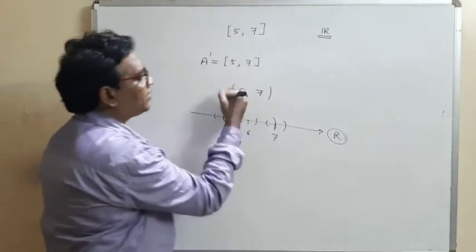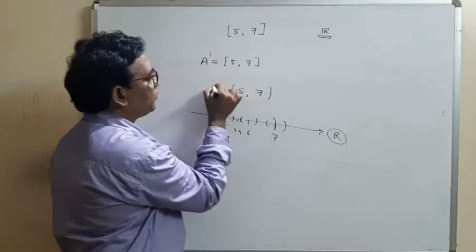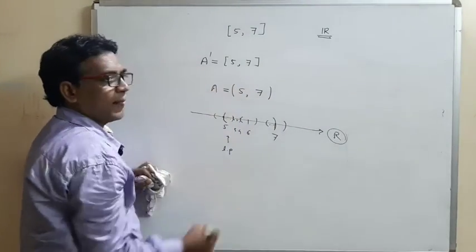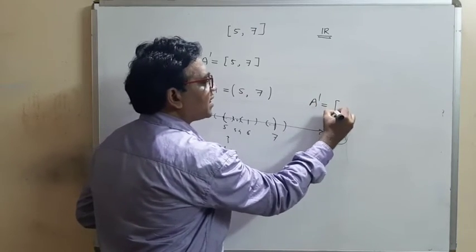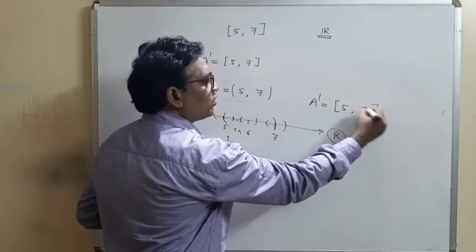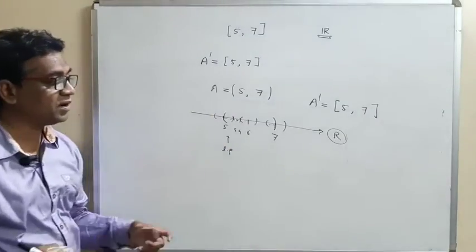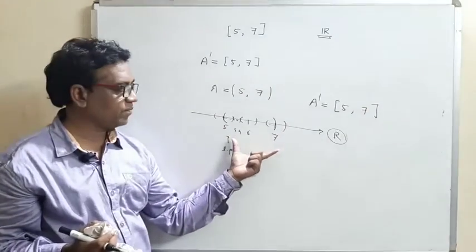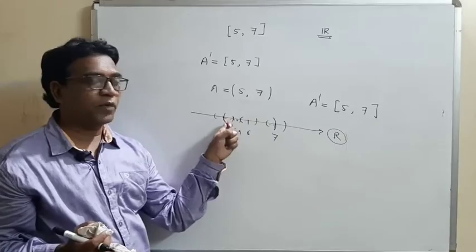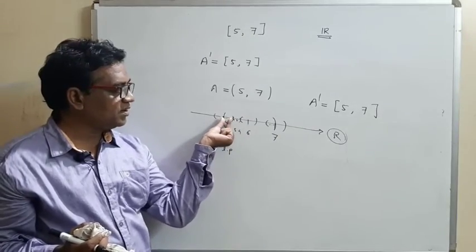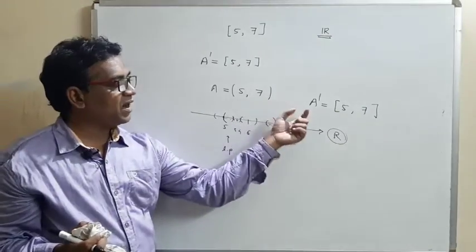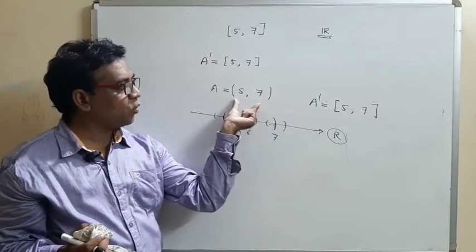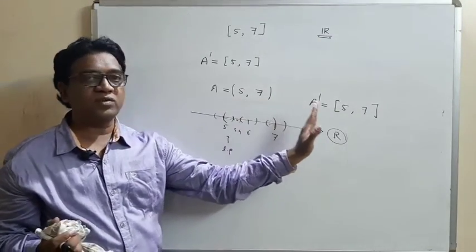So what is the derived set for this open interval? Suppose we denote this set as A. What is the set of all limit points? It contains every point. So what is the limit point set for this open interval? It is the closed interval 5 to 7. We can take 7 as a limit point, because if we draw the open sphere, then it contains every point. So the derived set, or set of all limit points, of this open interval is nothing but the closed interval 5 to 7.